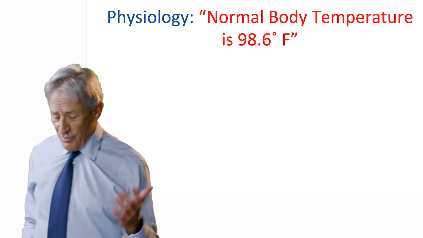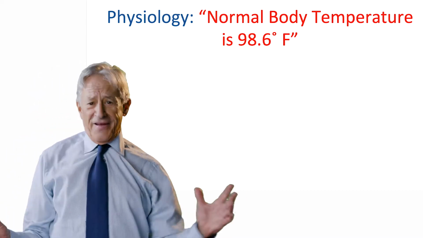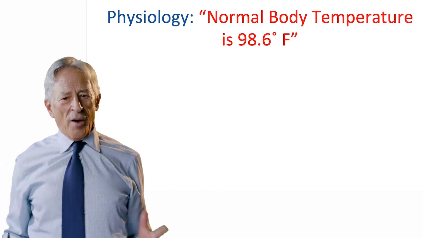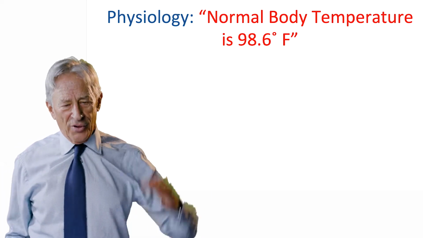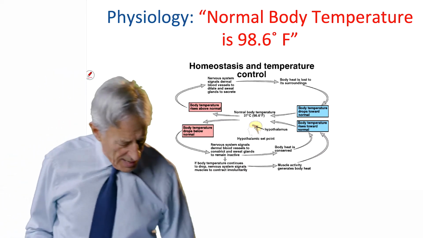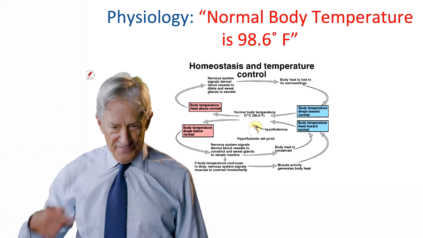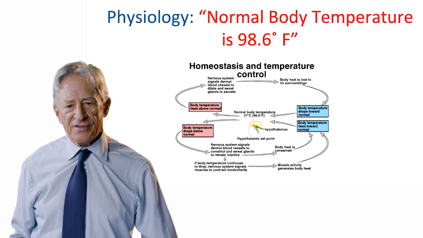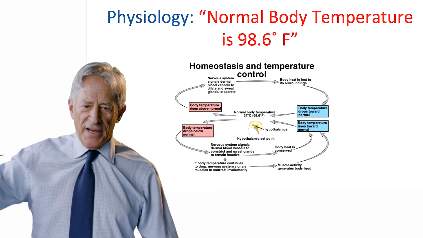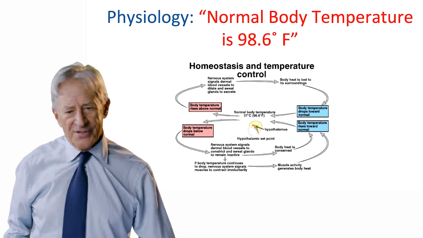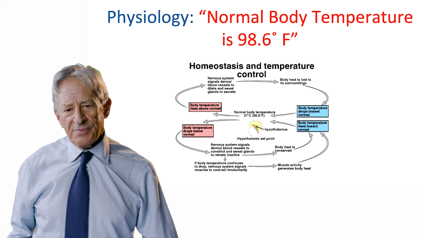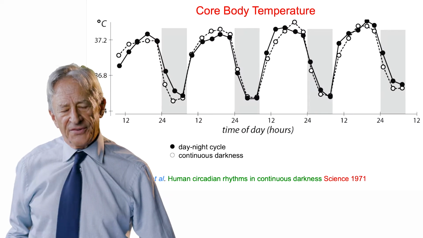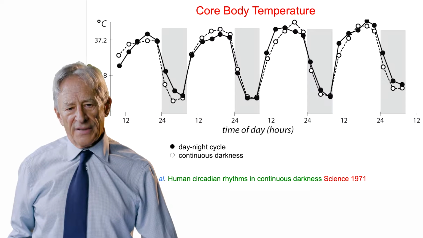So let's start with the one fact of physiology that everybody thinks they know. Normal body temperature is 98.6. And of course, that's maintained by that negative feedback mechanism of the hypothalamus, which we already discussed. So that's very beautiful. Normal body temperature is constant at 98.6, except when you look at the data. The data do not support that statement.